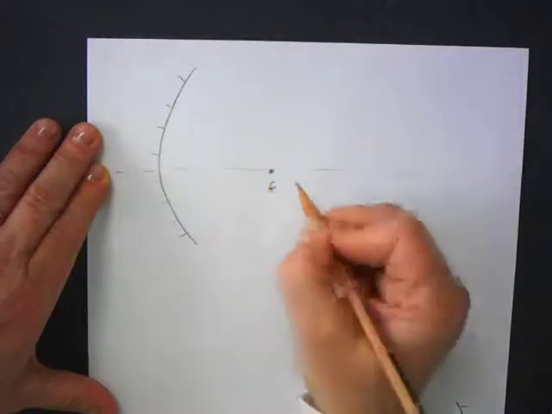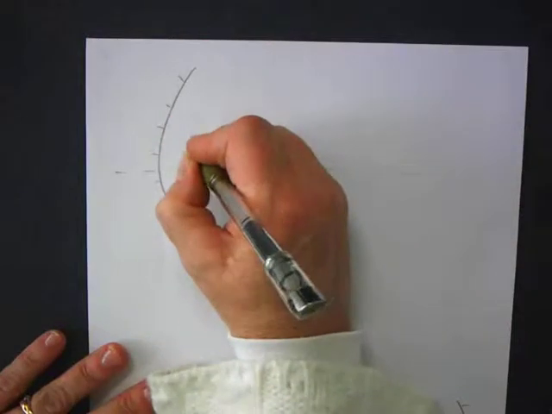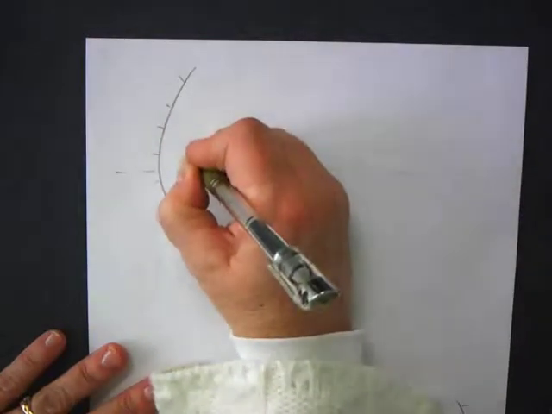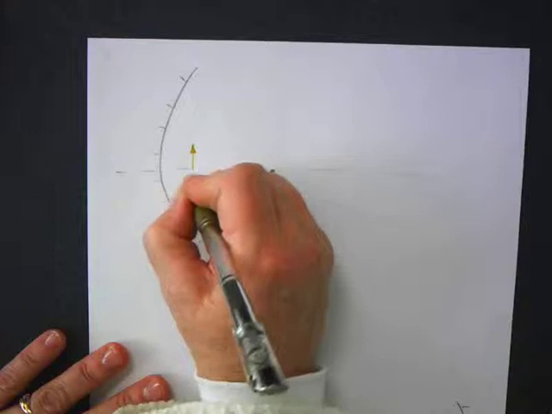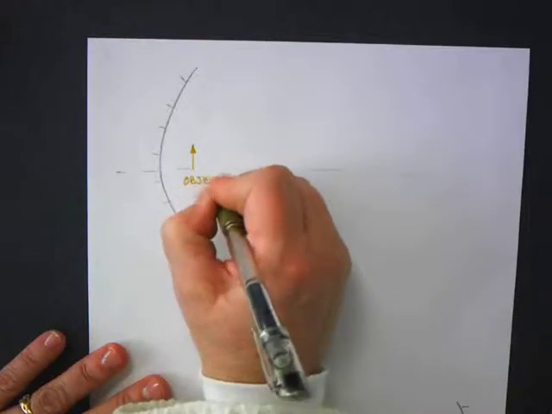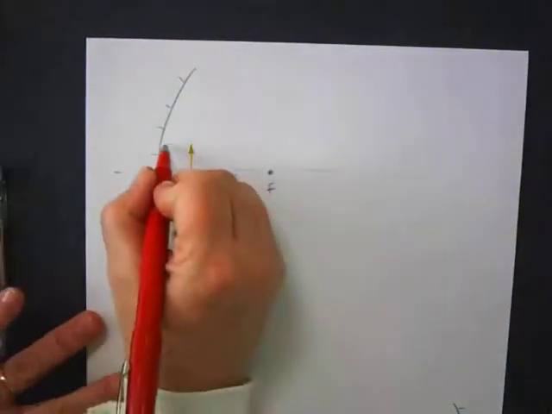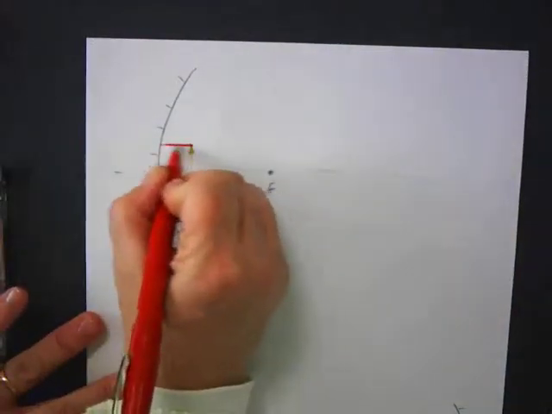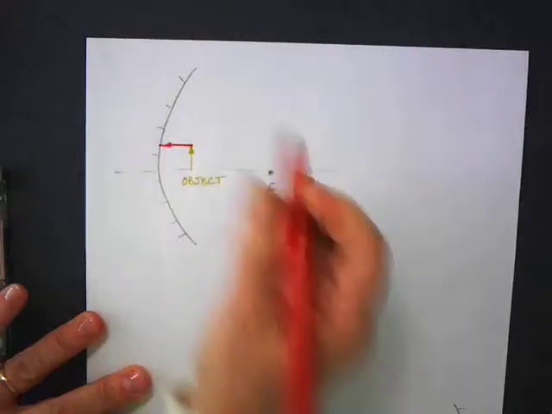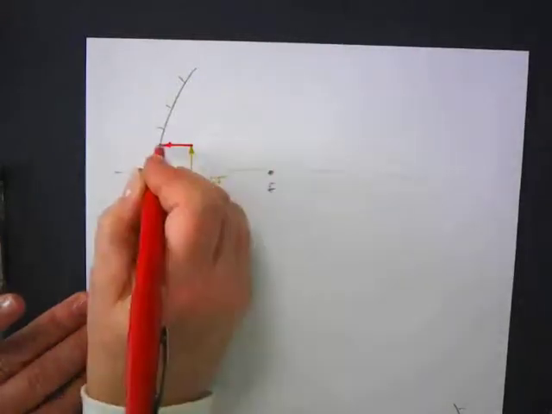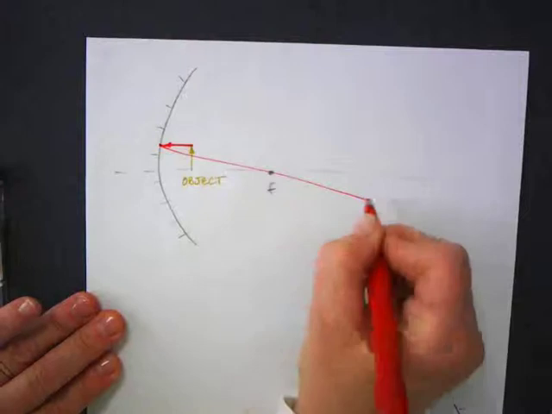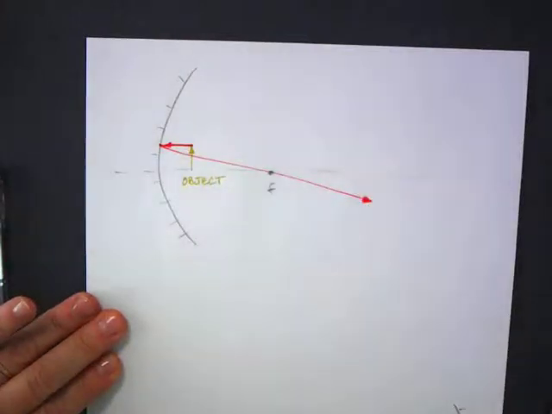Okay, so there's my focal point. Now I'm going to put my object really close to the mirror. But I follow all the same rules. They're just a little trickier this time. So parallel light exits through the focal point. So the only way I can do that is to kind of go through the object, right? Like that.